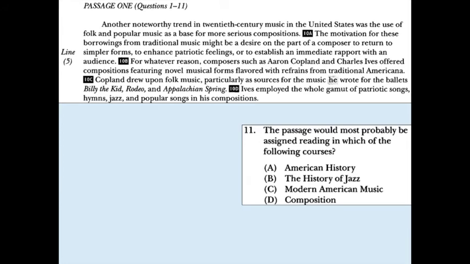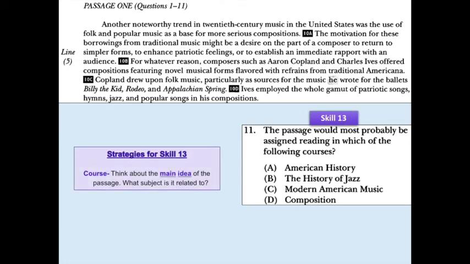Number 11. The passage would most probably be assigned reading in which of the following courses? This is a Skill 13 question, and it is a course question. So, we need to think about the main idea of the passage. What subject is it related to? To find the main idea, we look at the first sentence. Let's read it again. Another noteworthy trend in 20th century music in the United States was the use of folk and popular music as a base for more serious compositions.